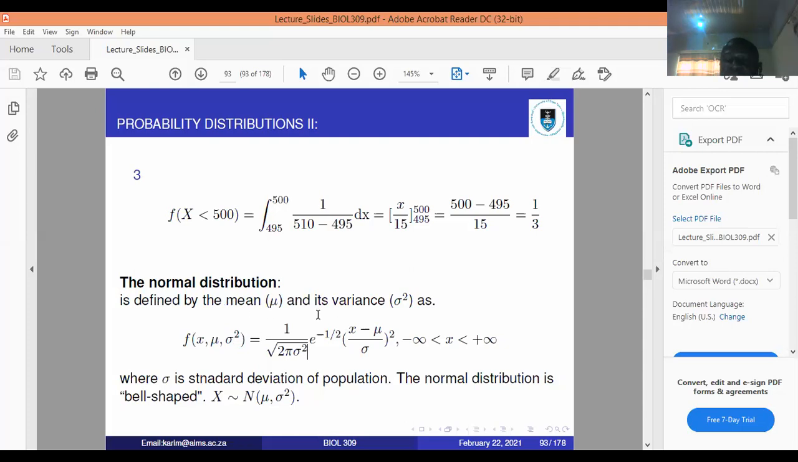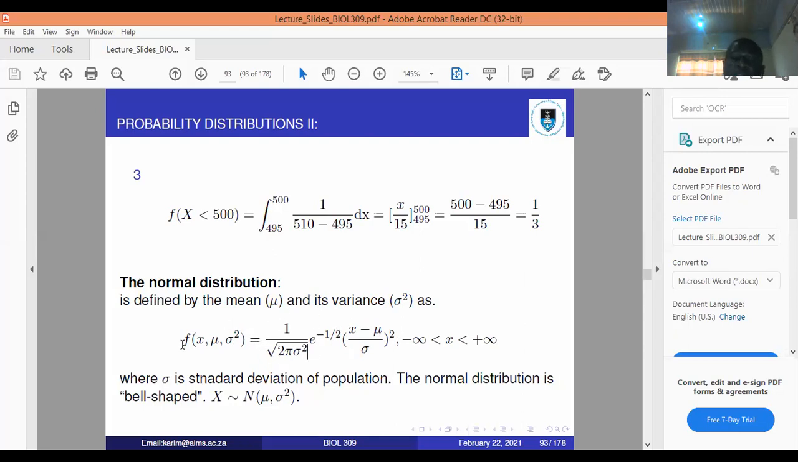And the distribution or the density function is defined as 1 over square root of 2 pi sigma squared, that is the variance, exponent minus half, X minus mu, divided by the standard deviation, all squared. This is the definition for the normal distribution.